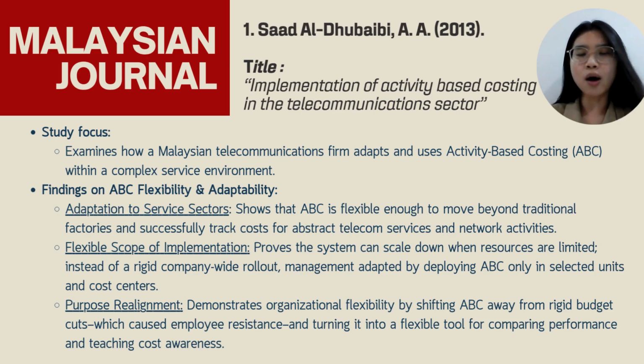Second, flexible scope of implementation. It proves the system can scale down when resources are limited. Instead of a rigid company-wide roll-out, the management adapts by deploying ABC only in a selected unit and cost center. Third, purpose realignment. It demonstrates organizational flexibility. Measures shift ABC away from rigid budget cuts with initial cost to employment resistance and successfully turn it into a flexible tool for comparing performance and teaching cost awareness. In conclusion, this result reminds us that ABC's survival in a specialized industry depends entirely on a firm's willingness to remain flexible and adapt the system's scope and purpose.